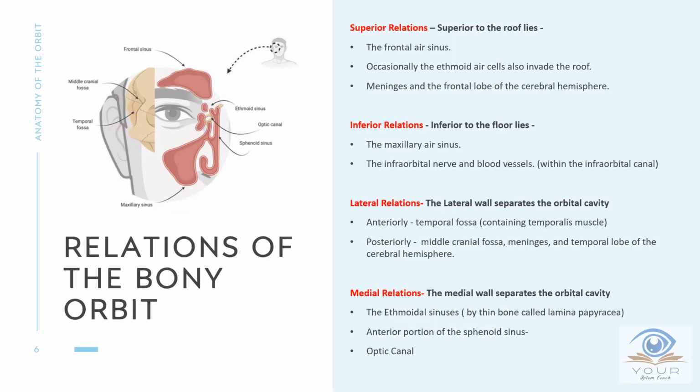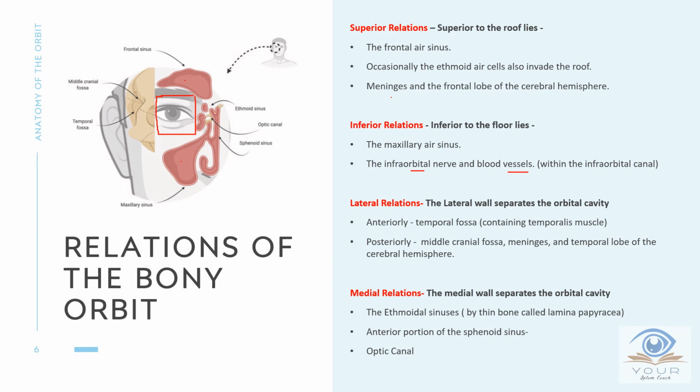Now coming to the relations of the bony orbit, as we know that there are 4 walls, that is the roof, the medial wall, the floor, and the lateral wall. We'll now be discussing the relations of the bony orbit. So, superior to the roof lie the frontal air sinuses. Occasionally, ethmoid air cells also invade the roof, as do the meninges and the frontal lobe of the cerebral hemisphere. Inferior to the floor lie the maxillary air sinus, and the infraorbital nerve and blood vessels within the infraorbital canal.